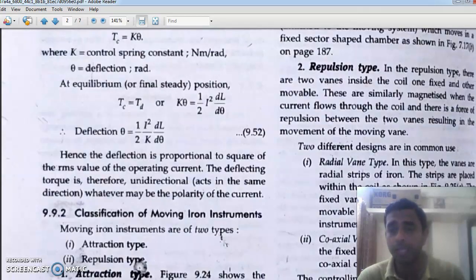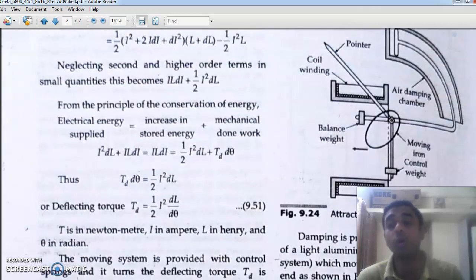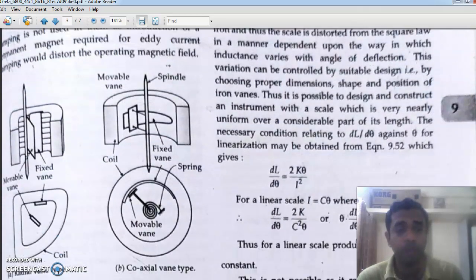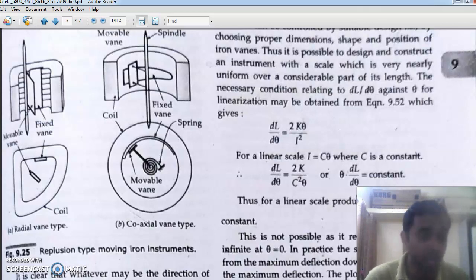Now the next type is the repulsion type. Here it was an attraction type. Why was it called an attraction type? Simply because the moving iron piece was getting attracted towards the magnetic field caused by the current flowing through the stationary coil. Now coming to the repulsion type, you have two types of repulsion type meters. One is a radial type and the other is a coaxial type. First we'll see the radial type.